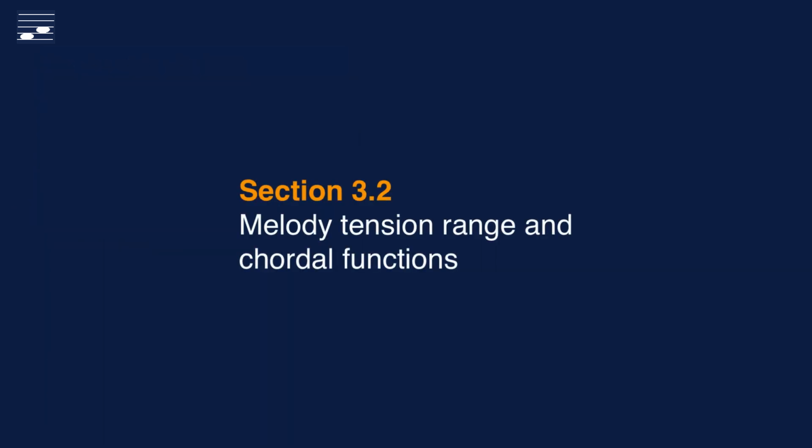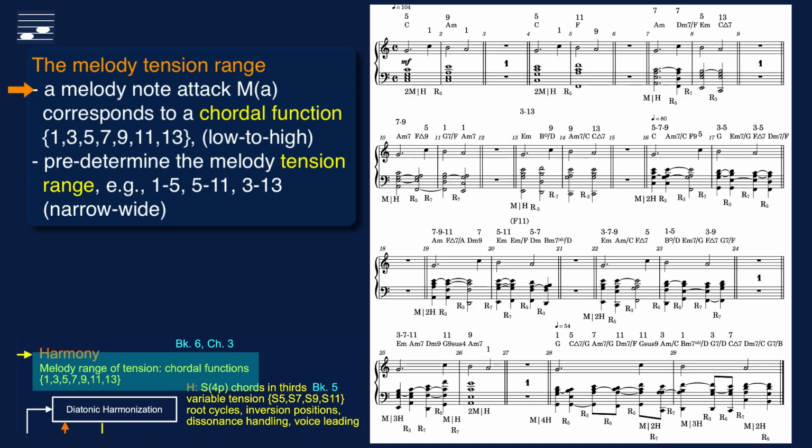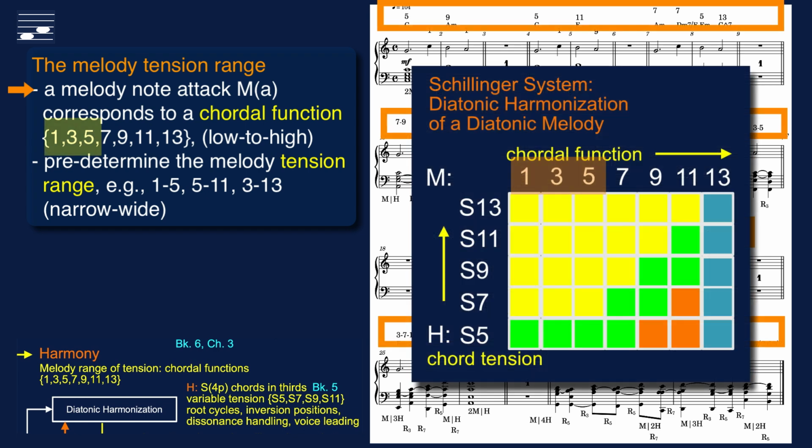The next aspect is the melody tension range. Since we are working with chords and thirds, each melody note attack corresponds to a chordal function between root 1 and 13. This implies tension ranking. Chordal functions 1, 3, 5, root, 3rd and 5th, are low tension, but the tension level increases when the melody note corresponds to a dissonant chordal function 7, 9 or 11.